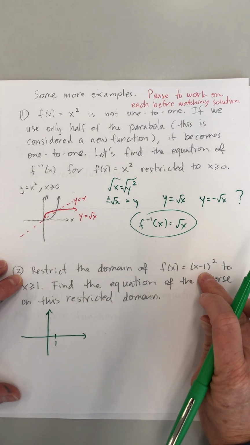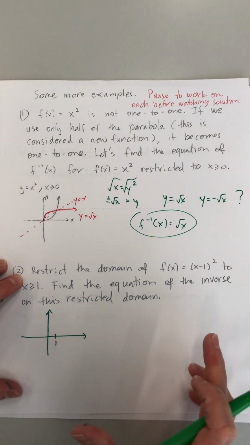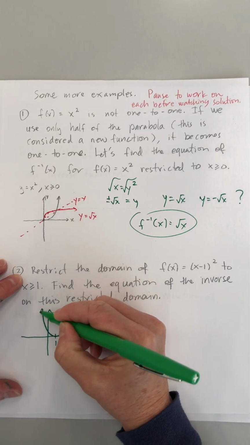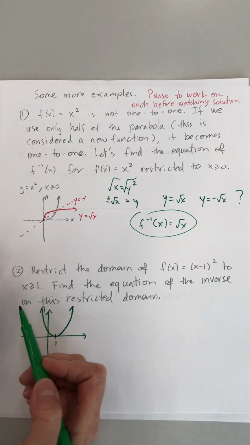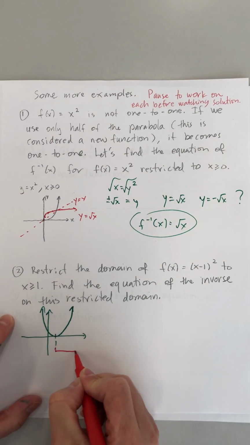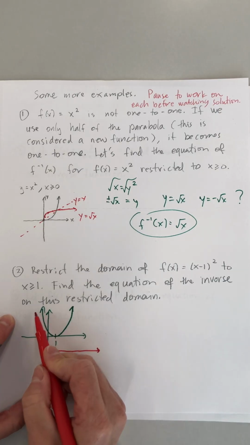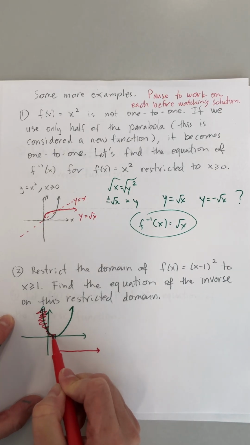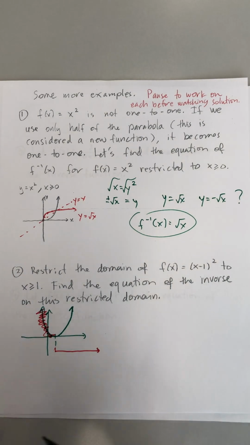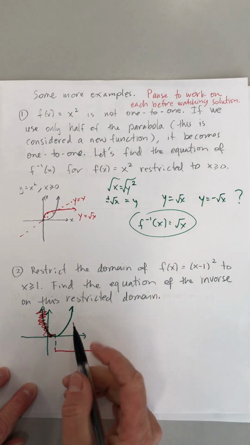So y equals (x minus 1) squared. We're going to shift 1 unit to the right. So that is the graph of the original, but it says restricted to x is greater than or equal to 1. So x is greater than or equal to 1 is this part of it. So we're going to get rid of all of that. And then on this new interval, the function is one-to-one.